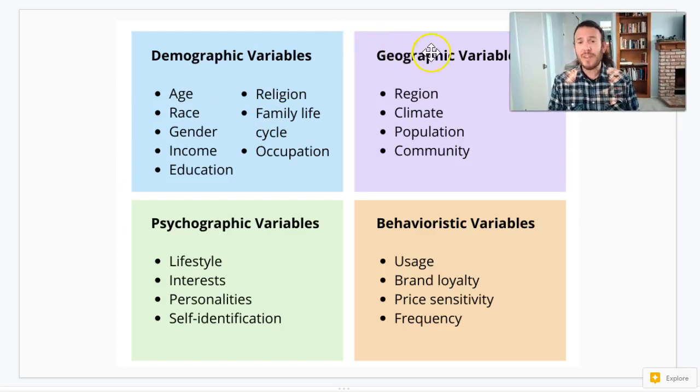In the top right quadrant, we have the geographic variables: region, climate, population, community. Are we targeting people in big cities or in small cities? Are we targeting people on the coasts? Or are we targeting people in the mountains or in the desert? You can imagine, we're here in Ventura County, California. Say you're in the surfboard or wetsuit making business. Chances are your target audience is going to be coastal, probably not in Denver, Colorado, for example. That's just an example of something to think through.